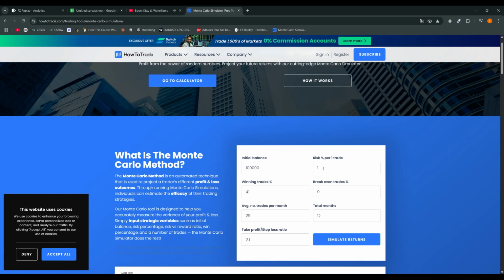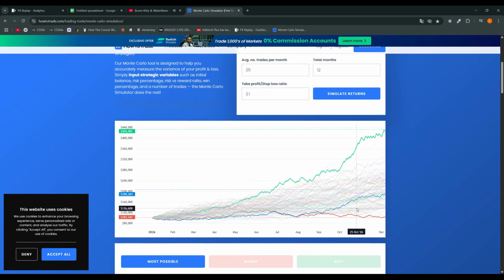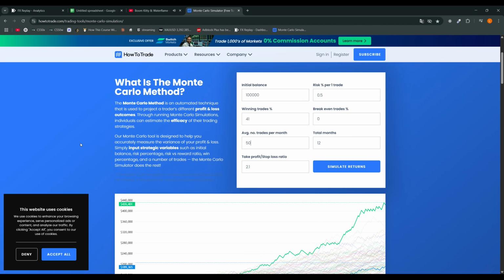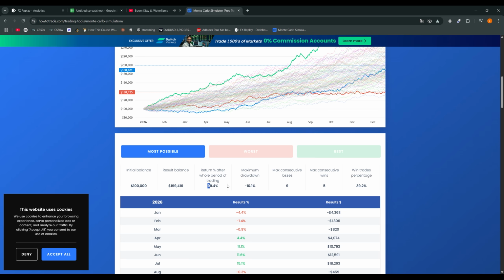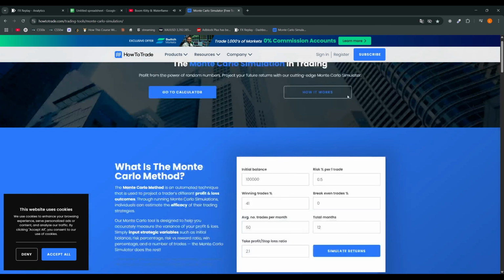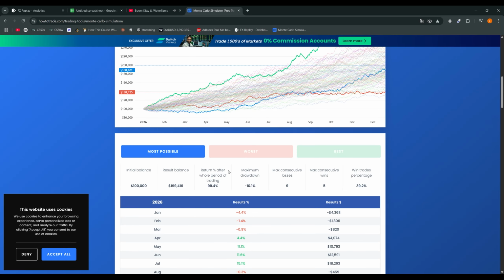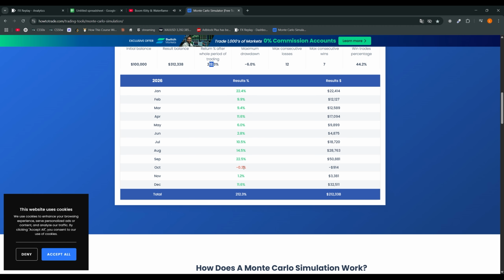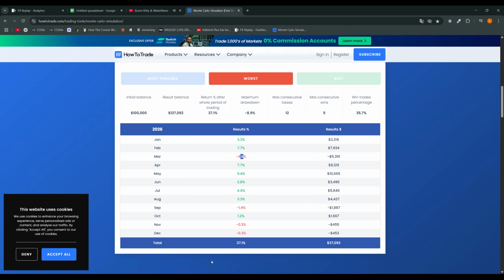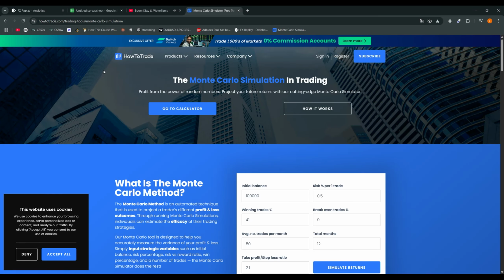We can look at a little less risk. The maximum drawdown is too high for me with 20 pairs. With a half percent of risk, we have a maximum drawdown of 10%. In the worst case scenario we only make 37%, which is fine with a 9.4% drawdown. In the best case scenario, we make 212%.